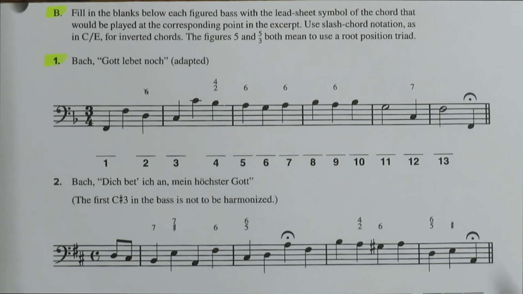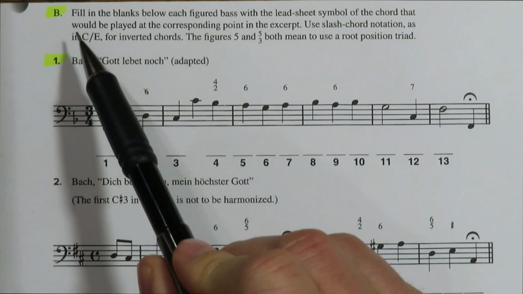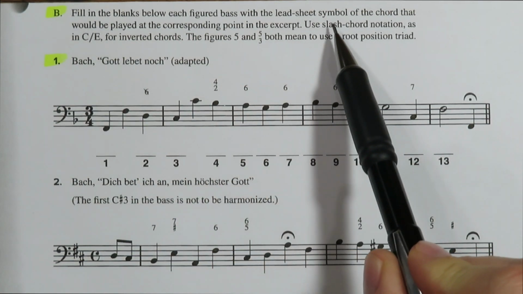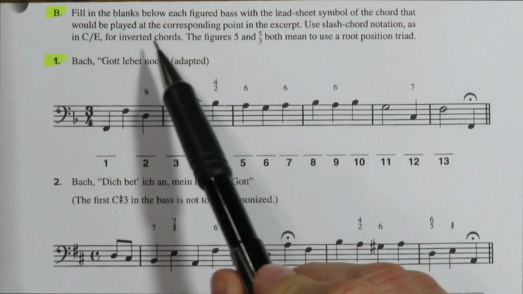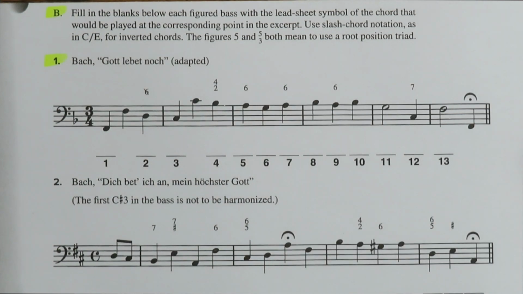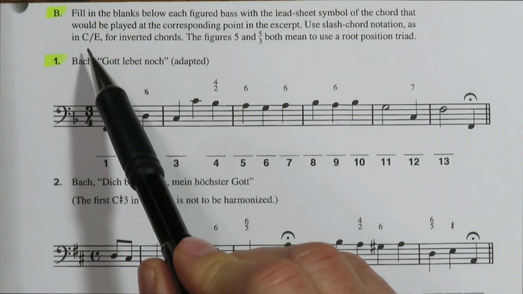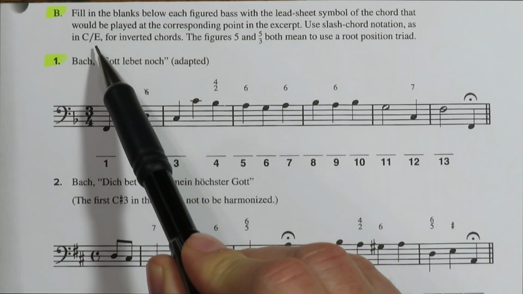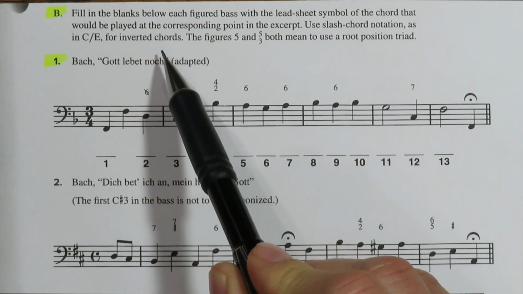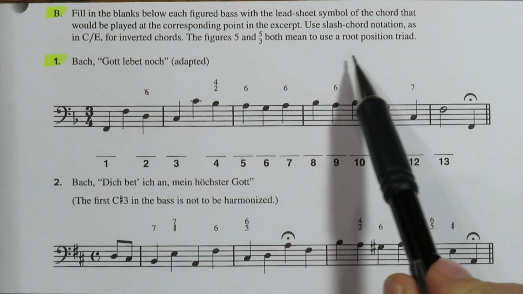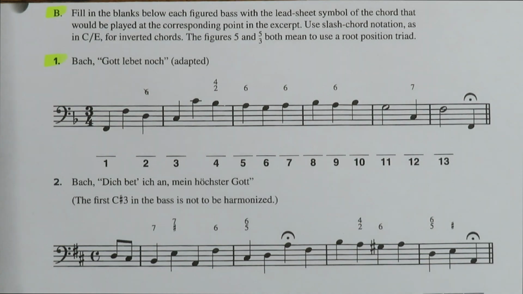Okay, so here we are in 3-3 part B, and we are to fill in the blanks below each figured bass with the lead sheet symbol of the chord that would be played at the corresponding point in the excerpt. Use slash chord notation, as in C/E, for inverted chords. The figures 5 and 5-3 both mean to use a root position triad.